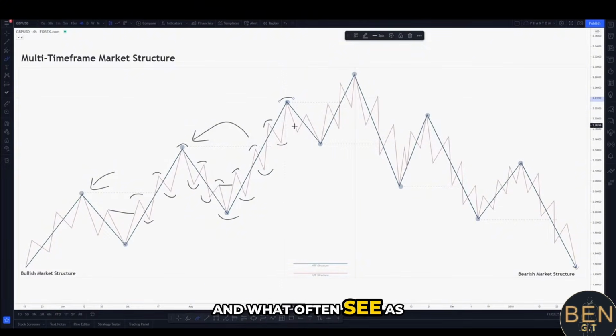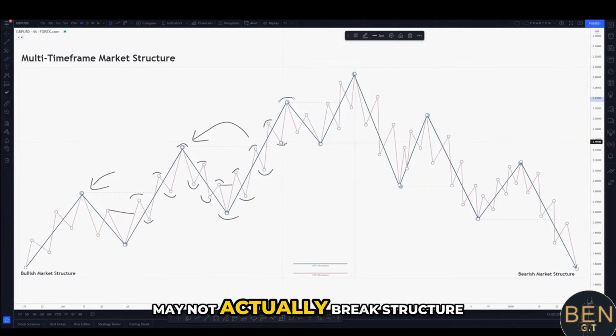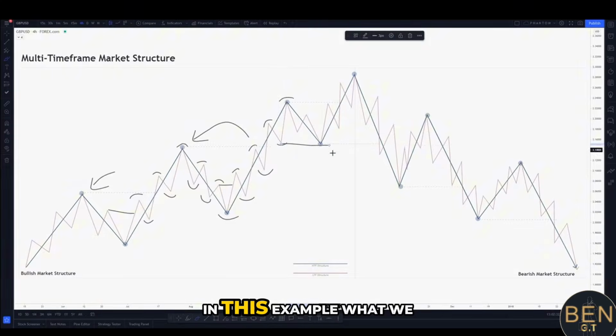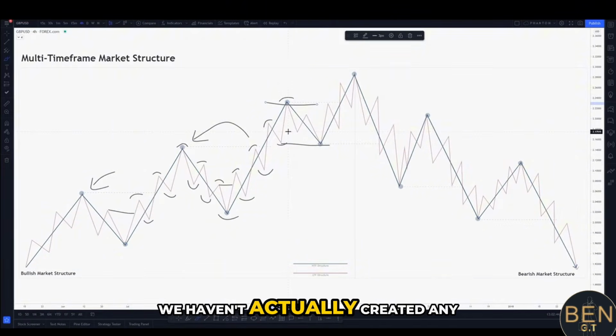And what we'll often see as well is price may not actually break structure on the lower time frame. In this example, what we can see is price basically creates a double bottom, but price is within this range of price on say the 4 hour or 15-minute time frame, and we haven't actually broken structure. We haven't actually created any lower lows. We're still in a bull trend.